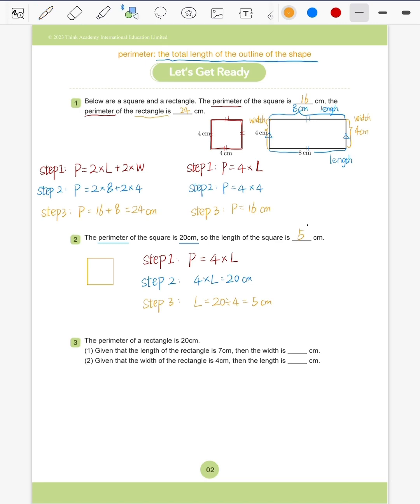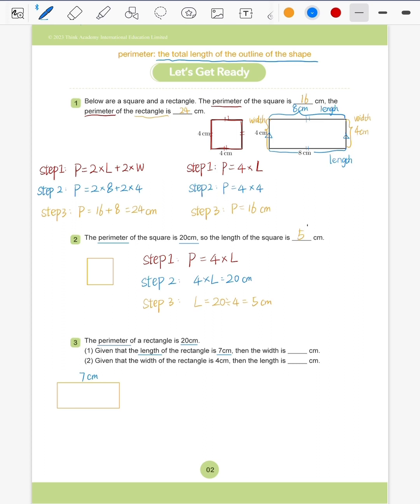So here, let's draw a rectangle together. And still in this question, if we want to analyze the key information, it will be the perimeter and the 20 centimeters. And for the first question, we know the length of the rectangle is 7 centimeters. So now we can mark the 7 in the rectangle. And we will call the longer side the length. So here is the 7 centimeters.